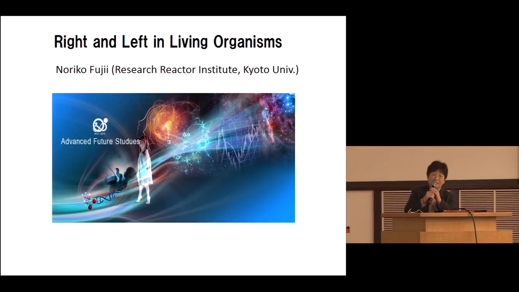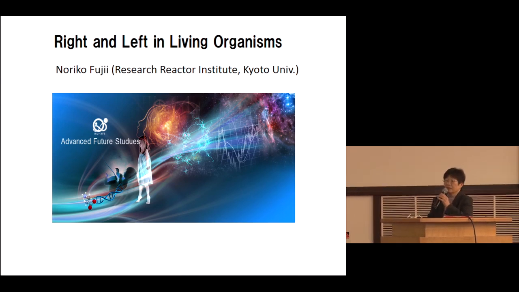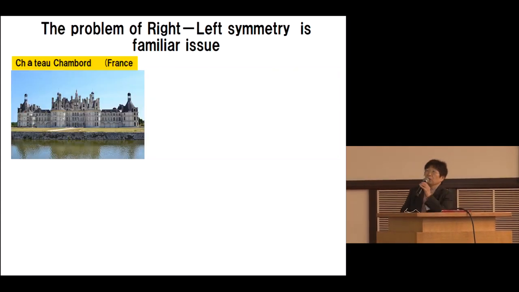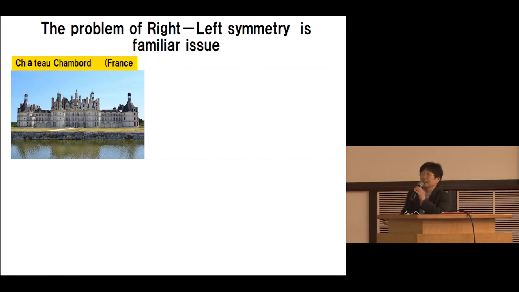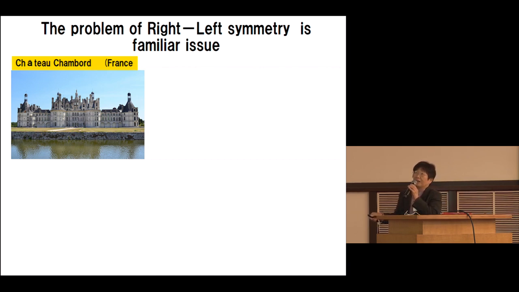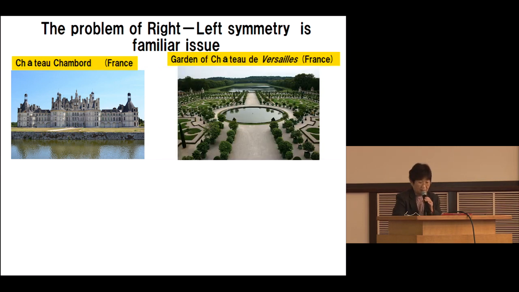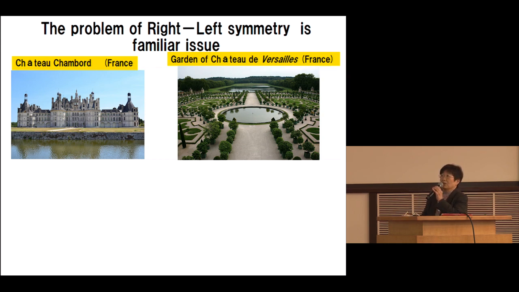So today my talk is about right and left in living organisms. The problem of right-left symmetry is a very familiar issue. As you can see, this is the Chateau Chambord in France. It's a very famous chateau, and this architecture has perfect right-left symmetry. And here is one of the gardens of Versailles in France. This garden is made with right and left symmetry.